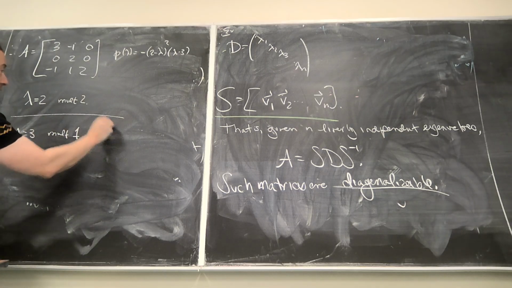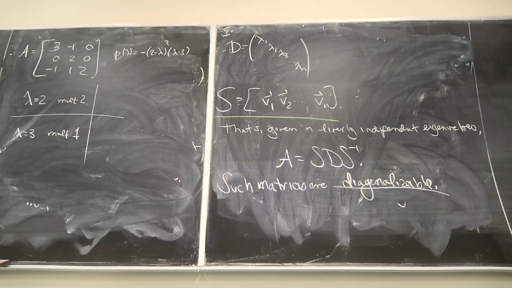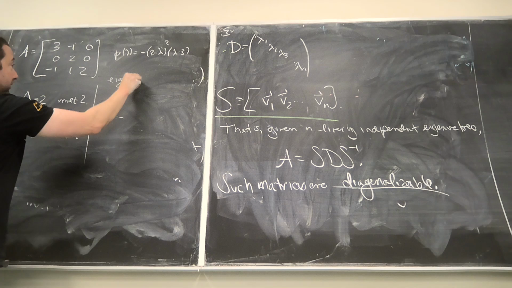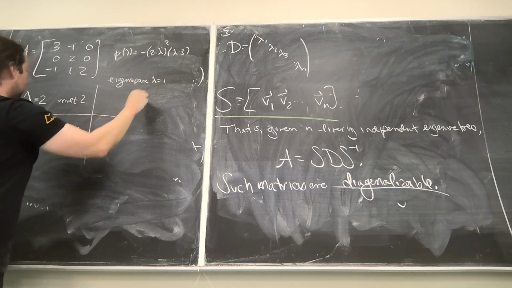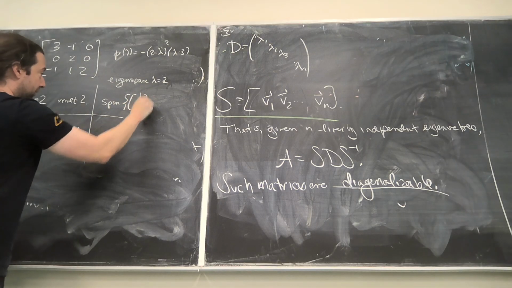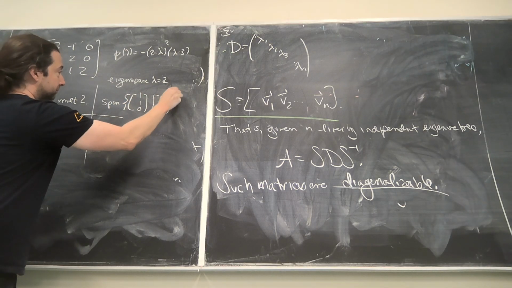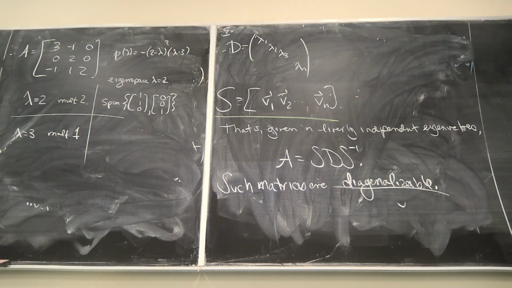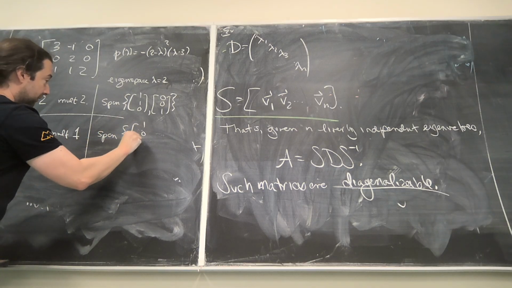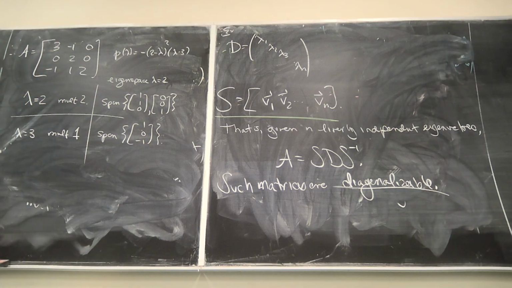I will also tell you that if you found the null spaces of the corresponding matrices, like you found the eigenspaces, what you would find here is that the eigenspace for lambda is equal to 2 is the span of the vectors 1, 1, 0 and 0, 0, 1. And the eigenspace for that eigenvalue is the span of the vector 1, 0, minus 1. So you do the work of producing eigenvalues and eigenvectors.